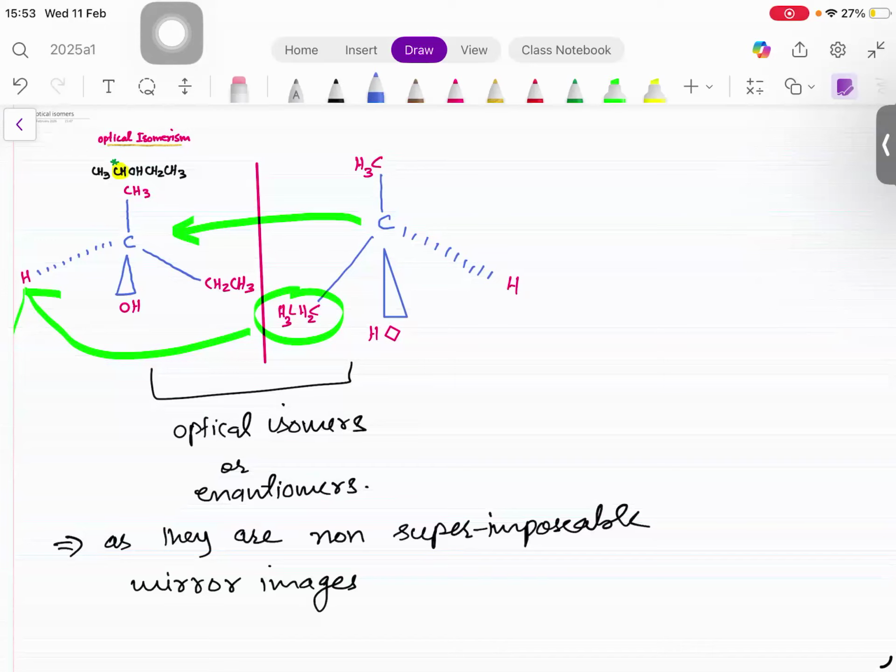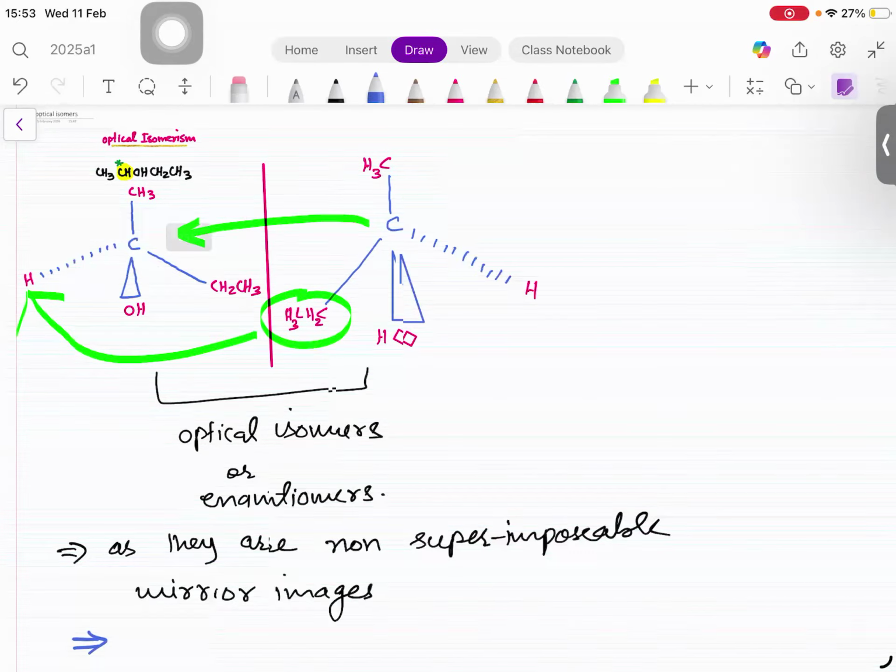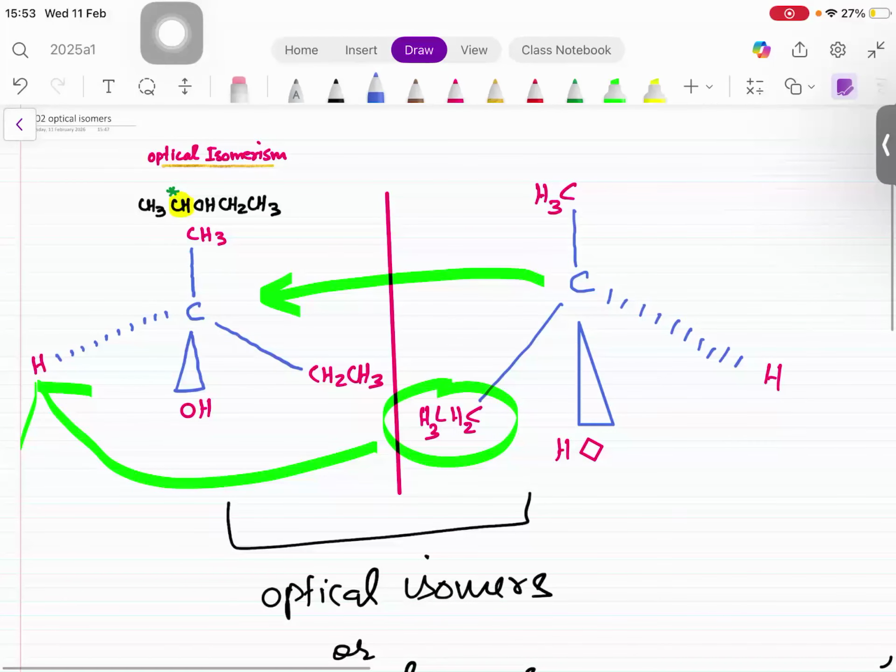Now you understand why it needs four different groups: if even one group is common, they can't be non-superimposable mirror images. But keep in mind, you have to invert the image. The dashed line should go on the other side to make an optical isomer or enantiomer. And one more thing you need to understand: if you look at these two optical isomers, you must be thinking their molecular formula is the same.